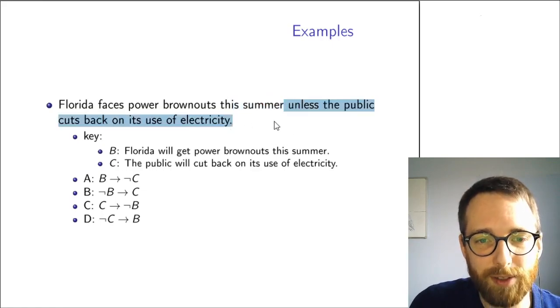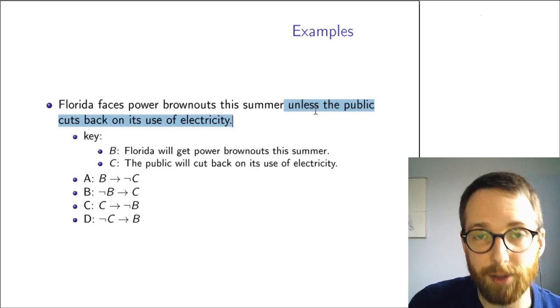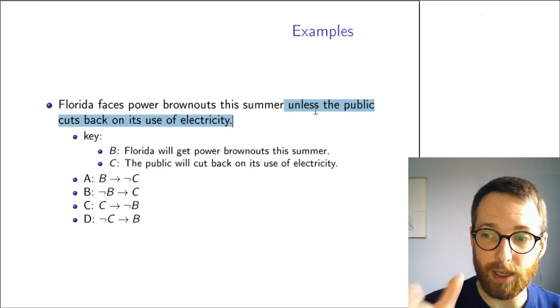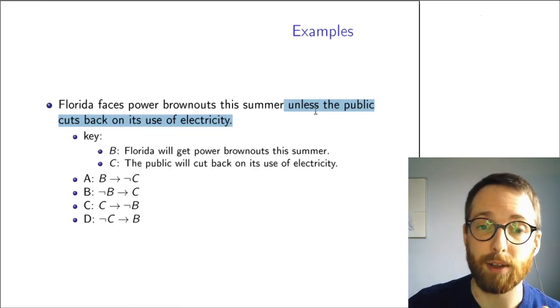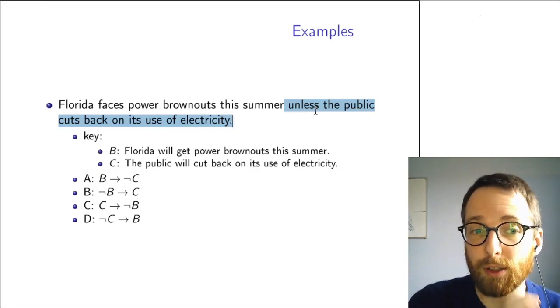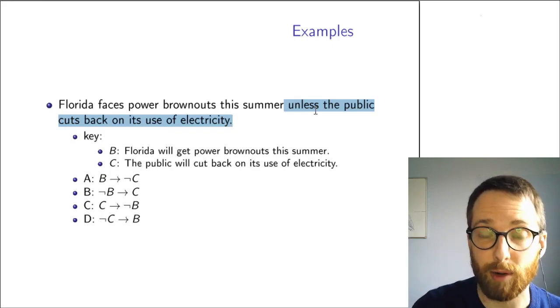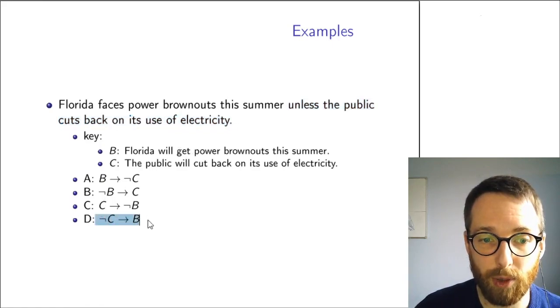So if we have a sentence that says, Florida faces power brownouts if the public does not cut back on its electricity, when I rearrange, that if word has to stick to the thing that comes after it. So I wind up moving that to the front of the sentence. So we get, if the public does not cut back on its use of electricity, then Florida faces power brownouts this summer. Okay, that's going to get you not the option you picked, but option D.